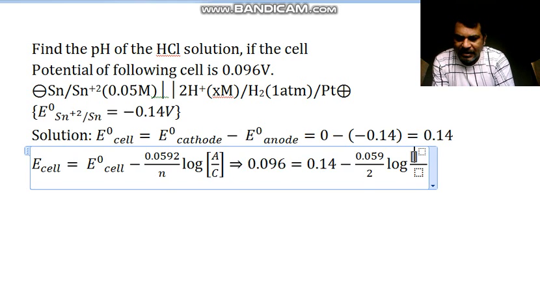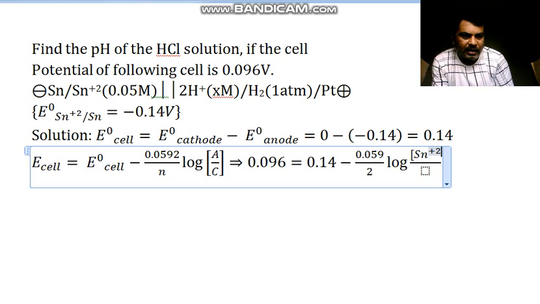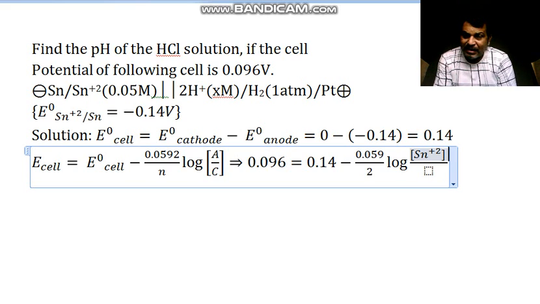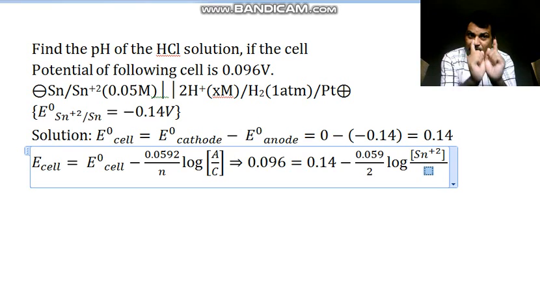So that's why I am putting here Sn, and in power on top we are writing plus 2. So the upper part is completed. Now the below part will be interesting for you, and this is the most important part.